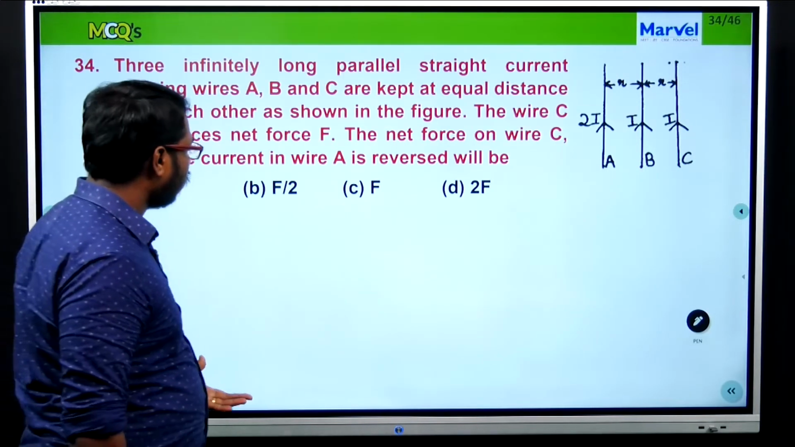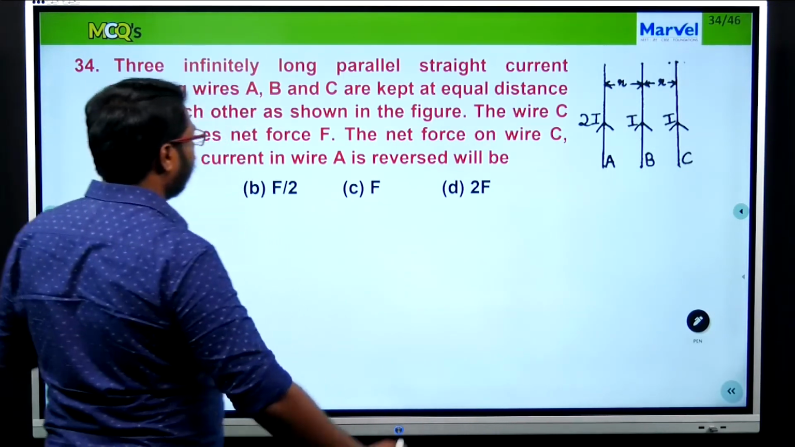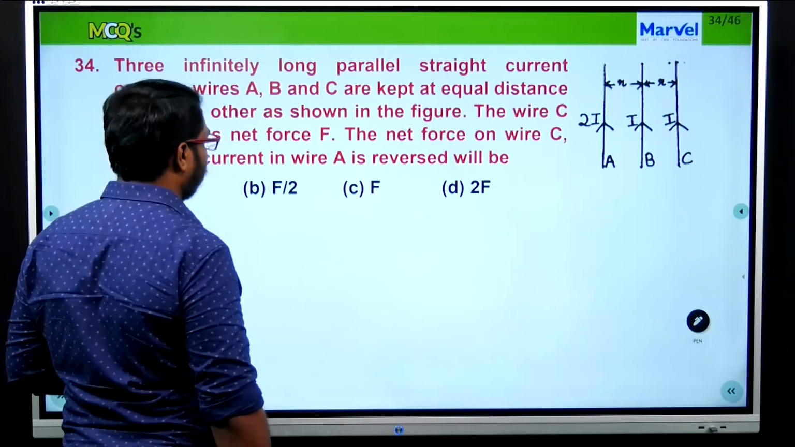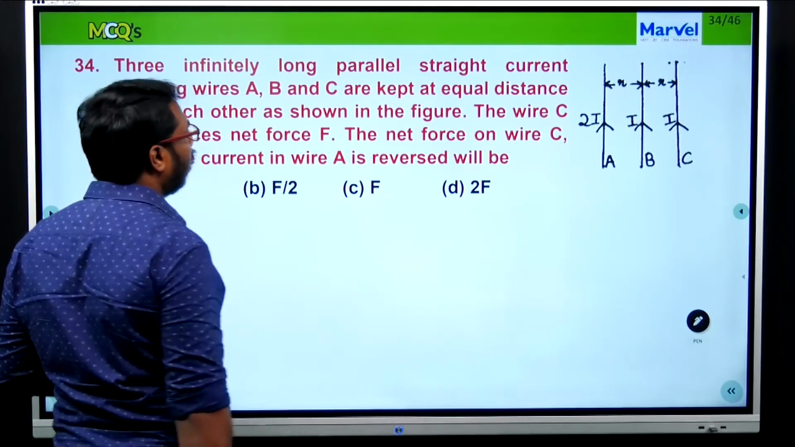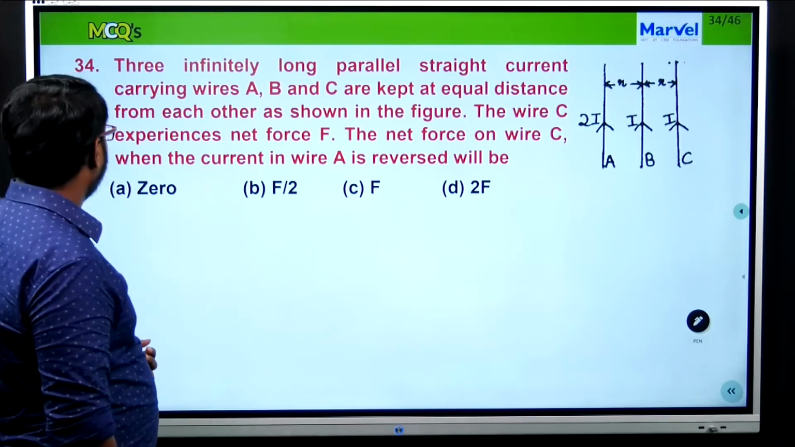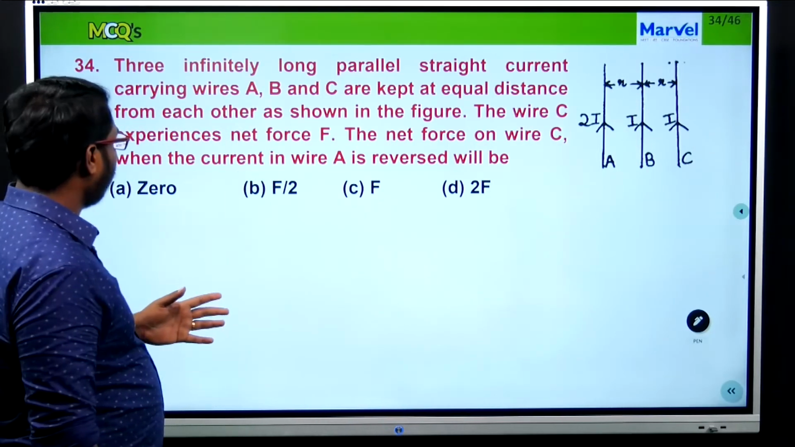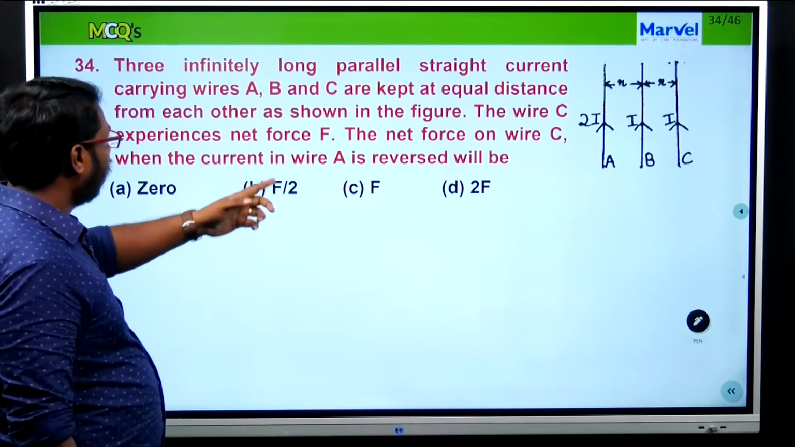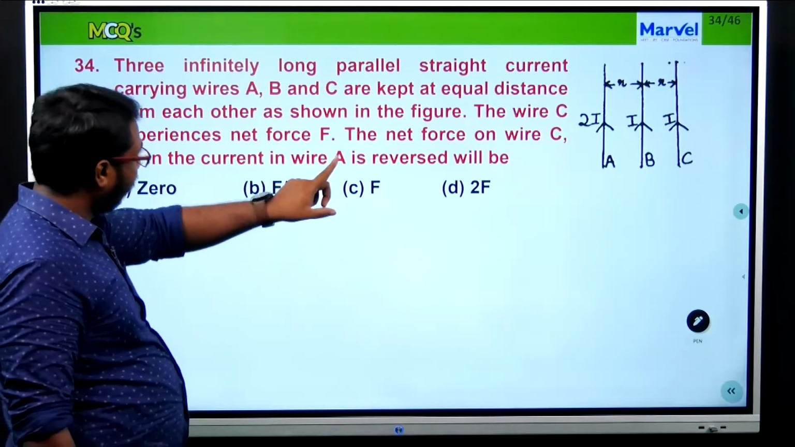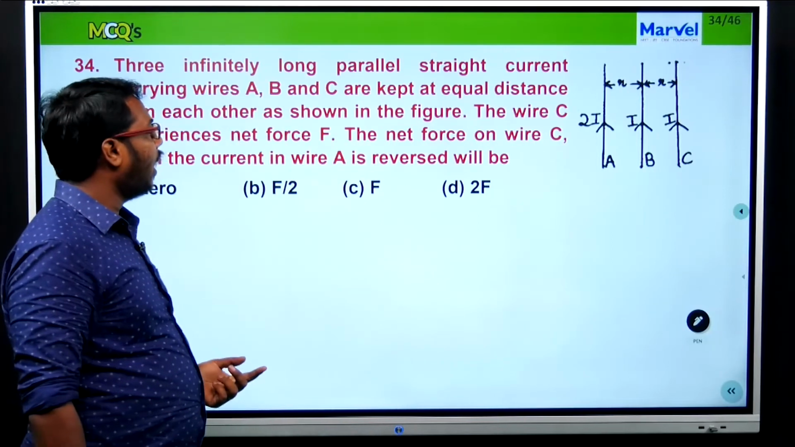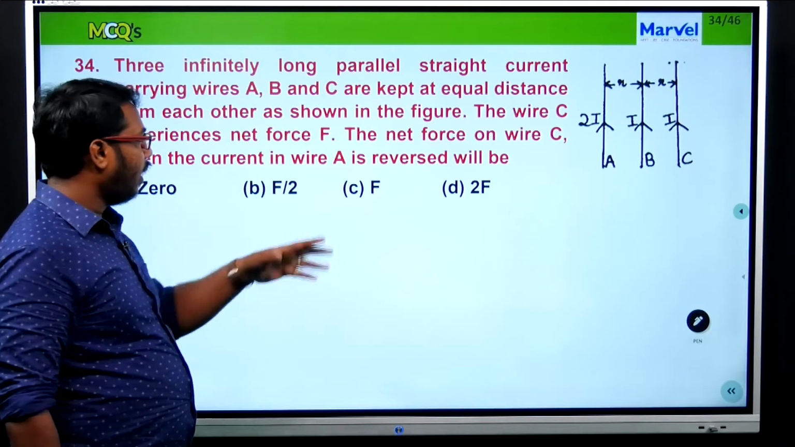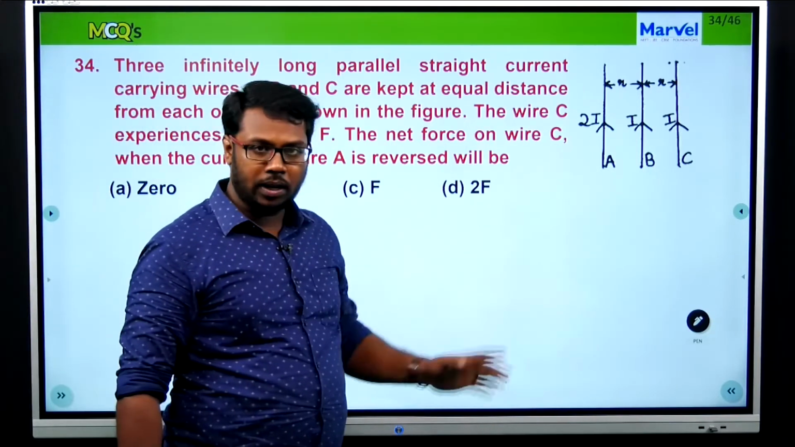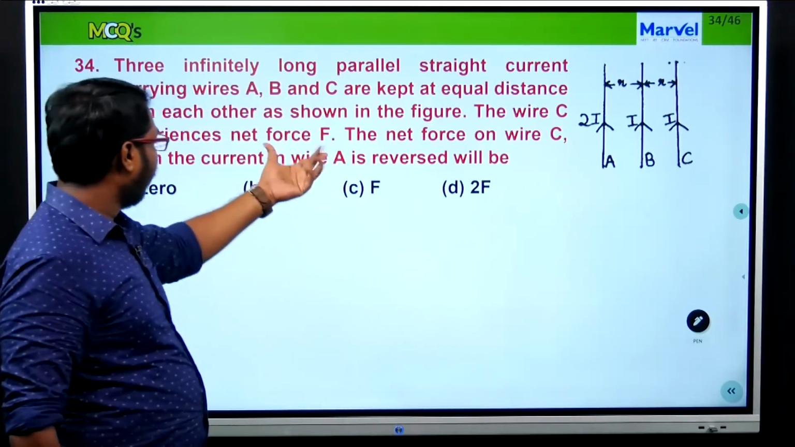So what we have to do is, there are three wires that are placed equidistant, and the direction of the current is also given. Now we are supposed to find the net force on the wire C when the direction of the current in A is reversed. Already, in the same direction of the current, the force experienced by the wire C is given as F.